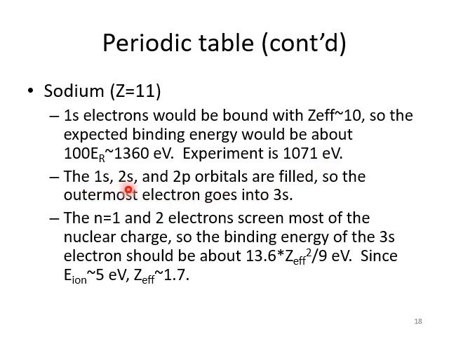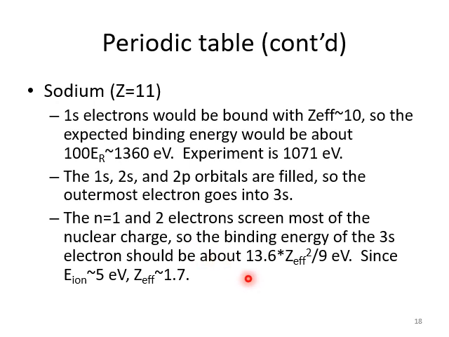The 1s, the 2s, and the 2p orbitals are filled. Remember, the p orbitals can hold 6 electrons. So 2 and 2 is 4, and 6 is 10 electrons. And then there are 11 electrons, so there's one more. That outermost electron goes into the 3s orbital. And the n equals 1 and 2 electrons screen that 3s orbital by quite a bit. So again, the 3s electron sees an effective nuclear charge of only about 1, because all those electrons are sitting inside of it.